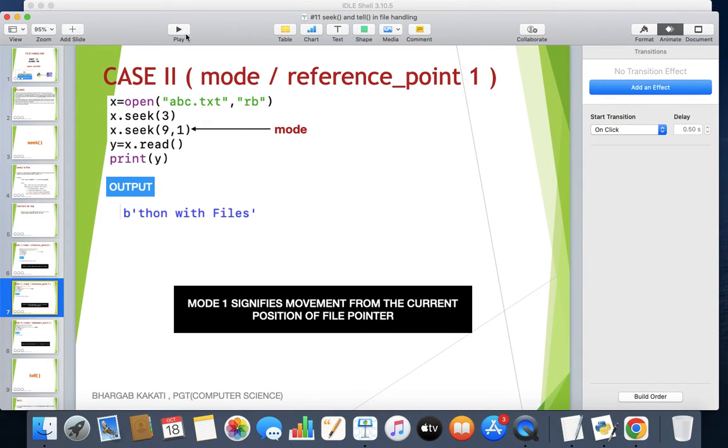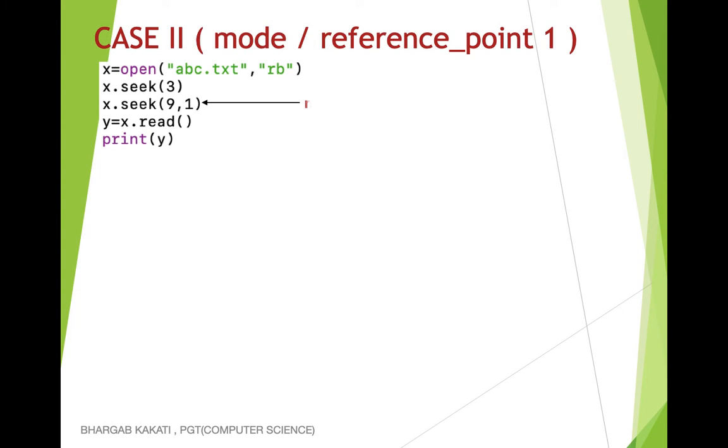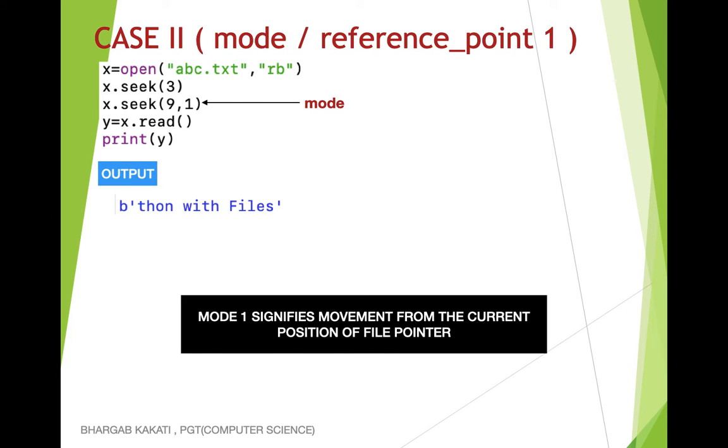Okay, so this was the code where file mode 1 has been used. This was the output. So mode 1 signifies movement from the current position of the file pointer. So if the file pointer is already at a certain position and from that position you want to move some bytes further, then you use the file mode as 1. Alright, let's go to the third case, that is mode number 2.